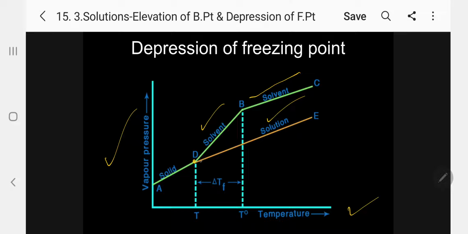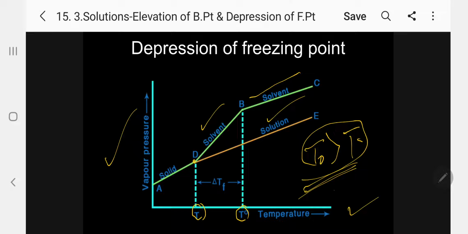Now we are noting the temperature. This is the temperature of the freezing mixture, and this is the temperature of freezing pure solvent. Kindly follow. The freezing point of pure solvent T naught is always greater than T. That means T is less than T naught. That means I can say here that it is the depression of freezing point.